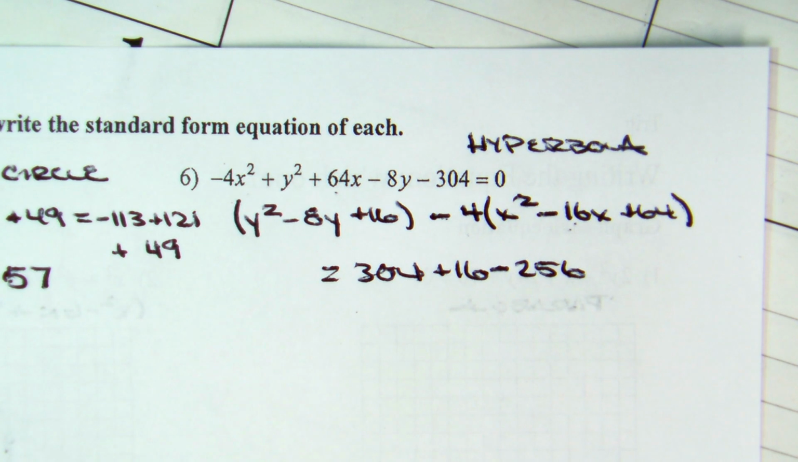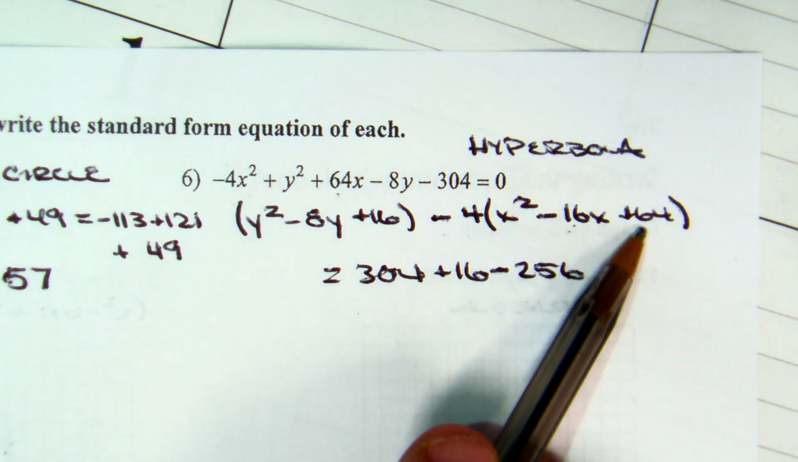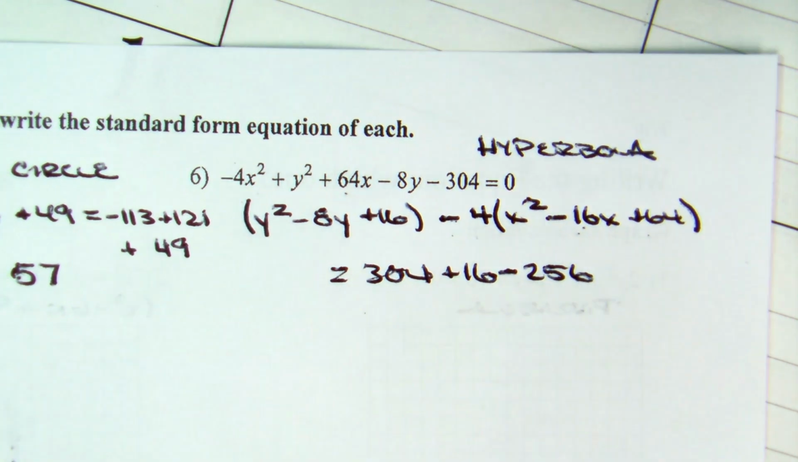So 304 comes from the negative 304. The 16 comes from the y. The 256 comes from negative 4 times 64. Because it's negative, I'm adding on both sides. It's on opposite sides. So it's a negative 4 times a positive 64. It's a negative 256. Good? The only reason I'm so confident is it's going to come out to a perfect square. Otherwise, I would question myself as well, because I'm trying to do it all in my head.